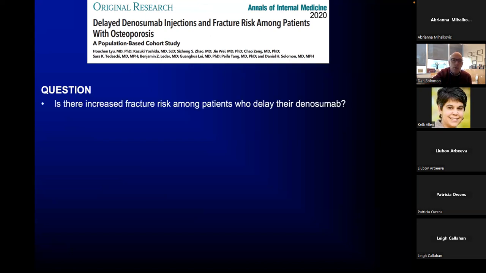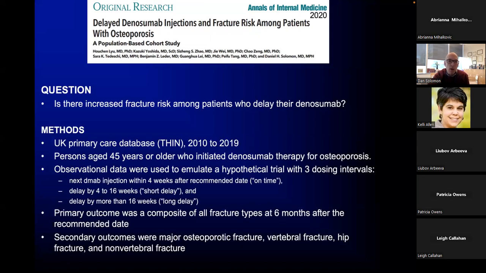So the question that we asked is, is there an increased fracture risk among patients who delay their denosumab? If you know this literature, there's lots of case reports, case series that say, oh, if you delay it, it's very bad. But really, case reports and case series are low quality evidence, we all know. And so the methods that we outlined were using the THIN database, which is a UK primary care database. We had data from 2010 to 2019. At the time, persons aged 45 years or older who initiated denosumab for osteoporosis were potentially eligible.